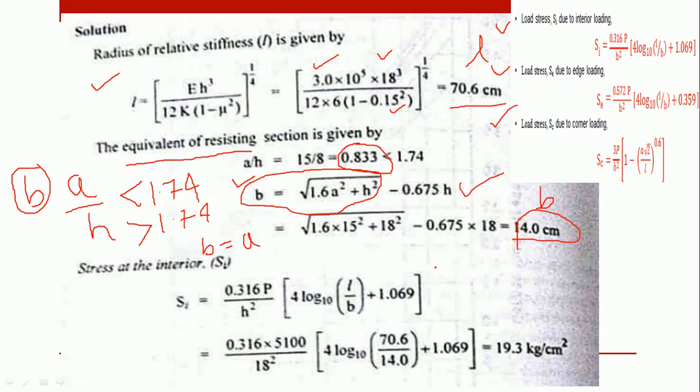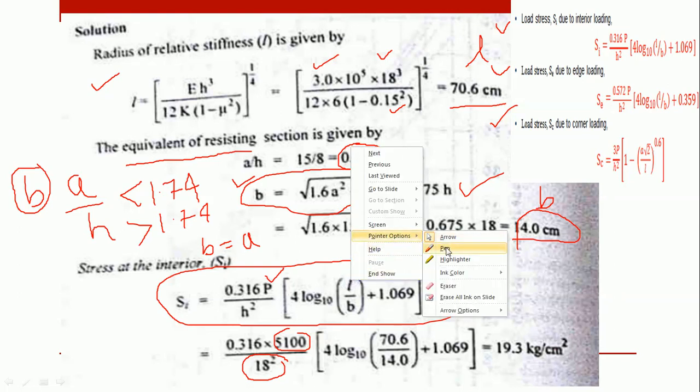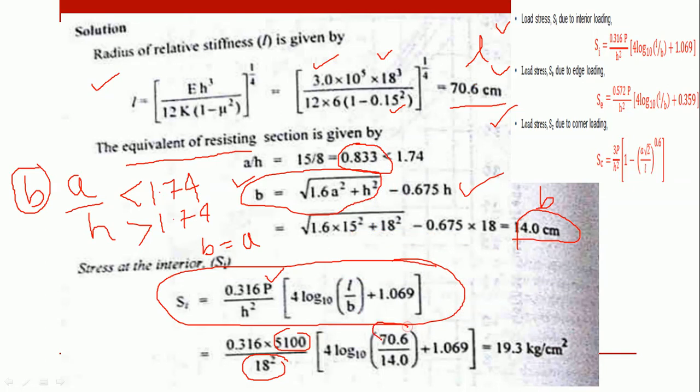For the interior, we have this equation. P is the wheel load, 5100. H is the thickness of the slab, 18 centimeter. L is the relative stiffness that we have calculated, that is 70.6. B is the resisting area. Just substitute the values and calculate. So 19.3 is the stress developed at the interior. S I is the interior stress.